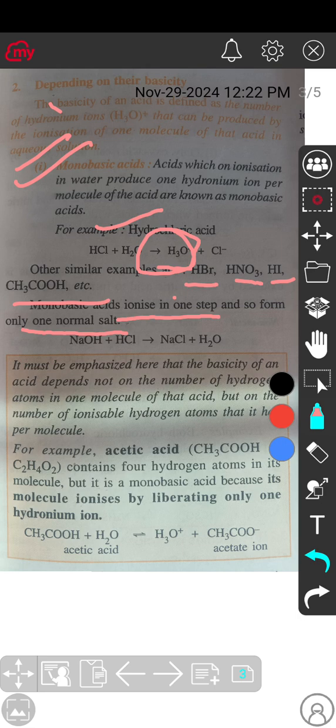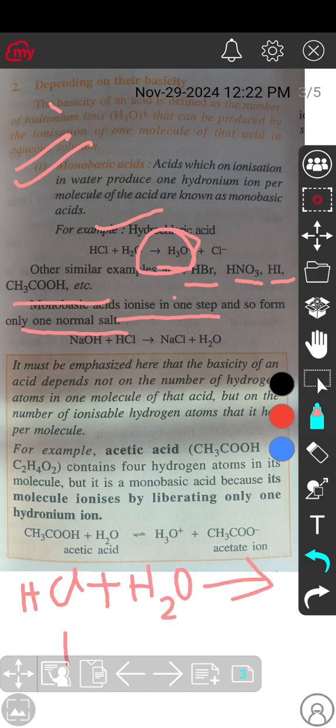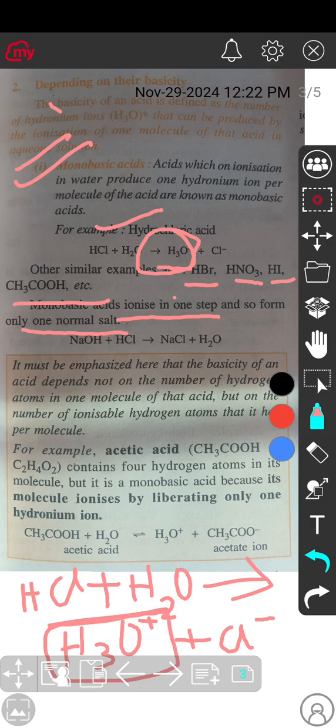The ionization part: HCl plus H2O gives H3O plus Cl minus. In the first step only, the H3O plus ion is produced and HCl is dissolved. HCl is ionized. There was one HCl molecule, so it was ionized.